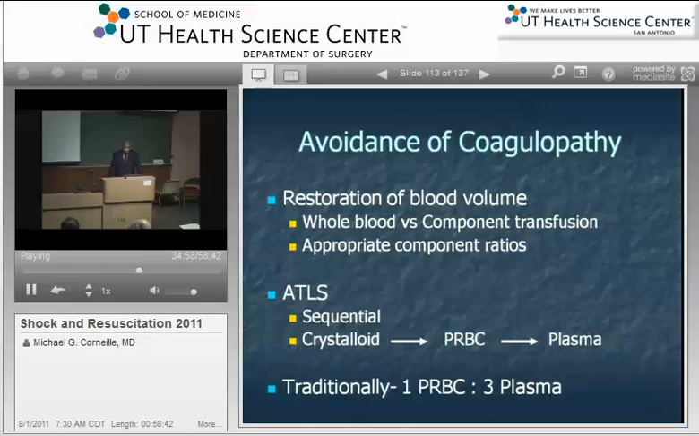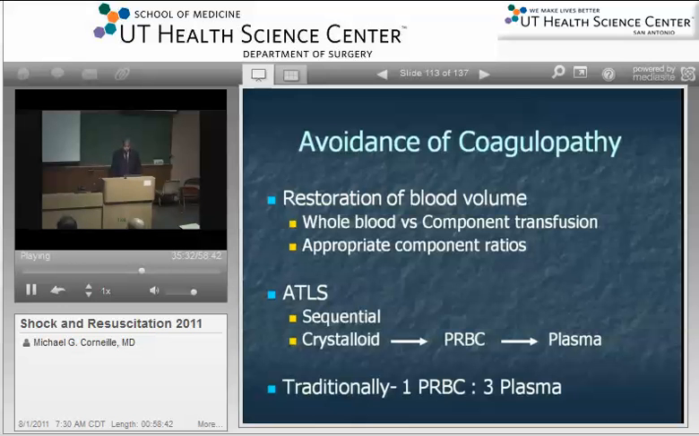With regard to avoidance of coagulopathy, ATLS really prescribes a sequential approach to resuscitation. So crystalloid, 2 liters of crystalloid followed by red blood cell transfusion, 2 units of red blood cells, followed then by plasma, and subscribes to the traditional 1-to-3 ratio of red cells to plasma.